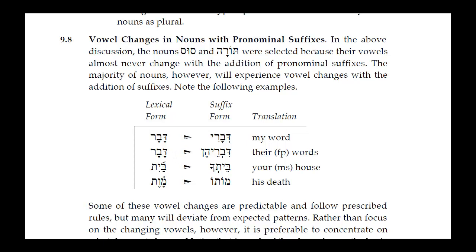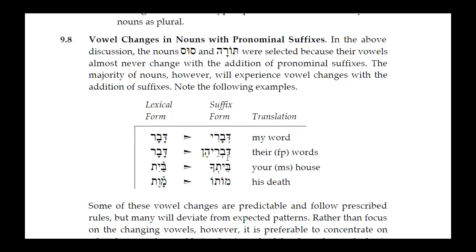Okay. If we want to go to davar again, but we want to say their words, we basically say divrehem, divrehen. What's happened here is not only do you have a shva here, you've got one, two, three, but you also have a reduction of this vowel into a shva, and you can't have two continuous shvas side by side here.